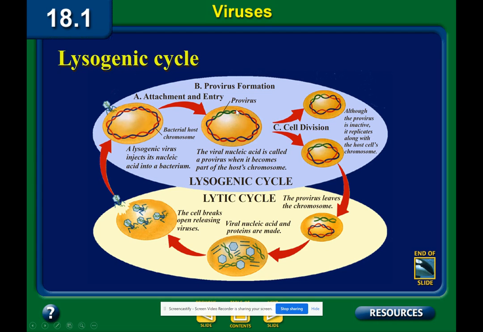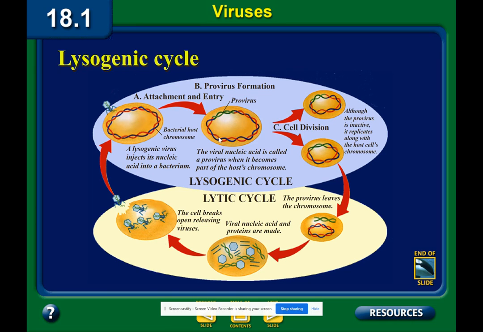And you can see this right here. It's called a provirus. This is the viral nucleic acid. It has now incorporated itself into the host nucleic acid. What does it do? Nothing. It does nothing. It just sits there. The host cell has no idea that it's there. And so it goes on about its normal life. It does its normal stuff.